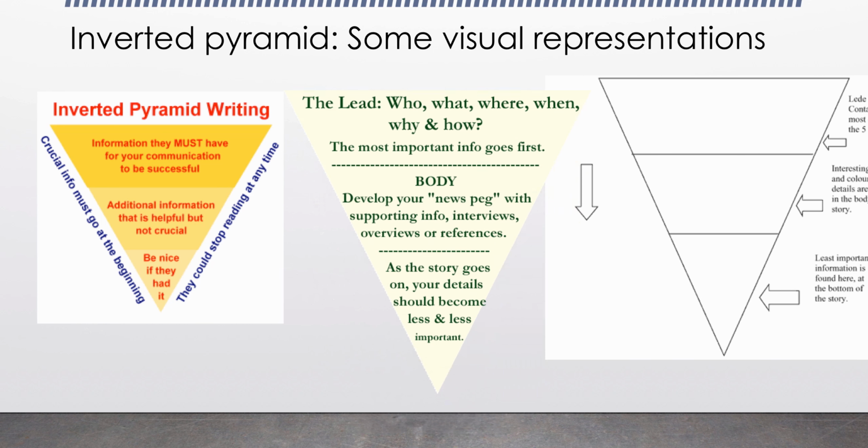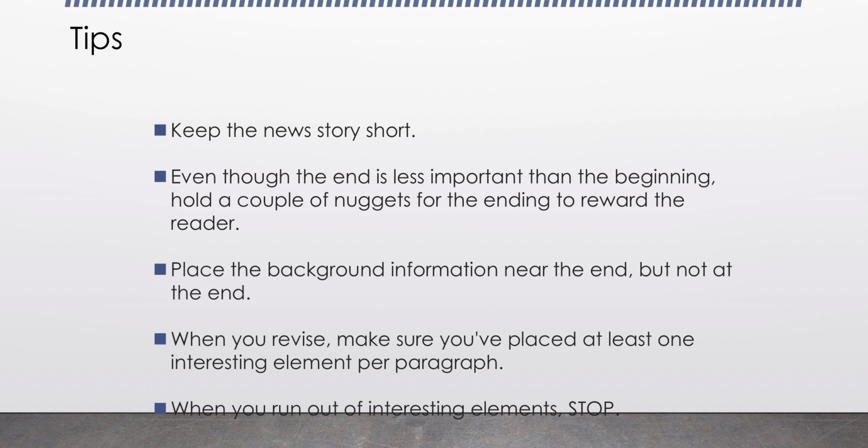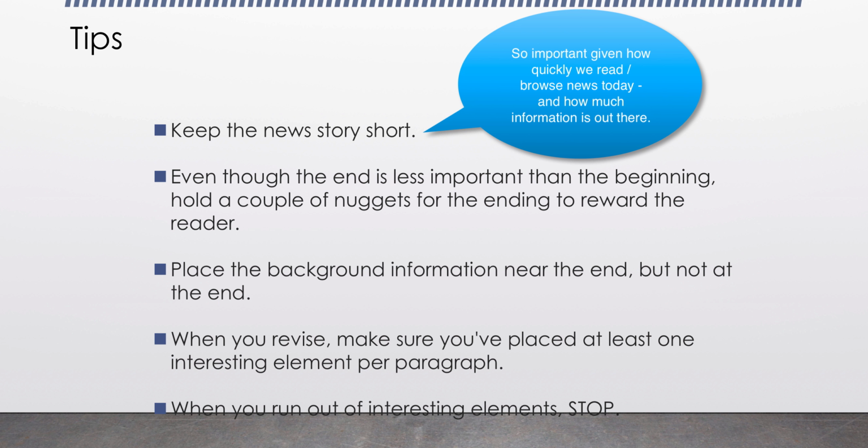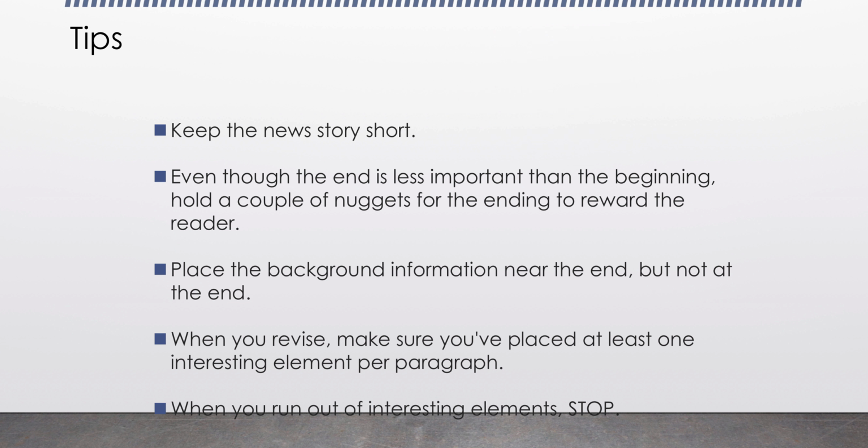Some visual representations of the inverted pyramid vary, but they all kind of begin with this idea of who, what, when, where, why, how. Also, the so what, as we've been talking, to be right away in the beginning of the story, in the lead and the first couple of paragraphs, and then the least information towards the bottom of the story. The idea behind this is that it'll keep the story short and to the point. It'll be concise, even though the end is less important. There might still be some aspects of information that are important to keep towards the end.